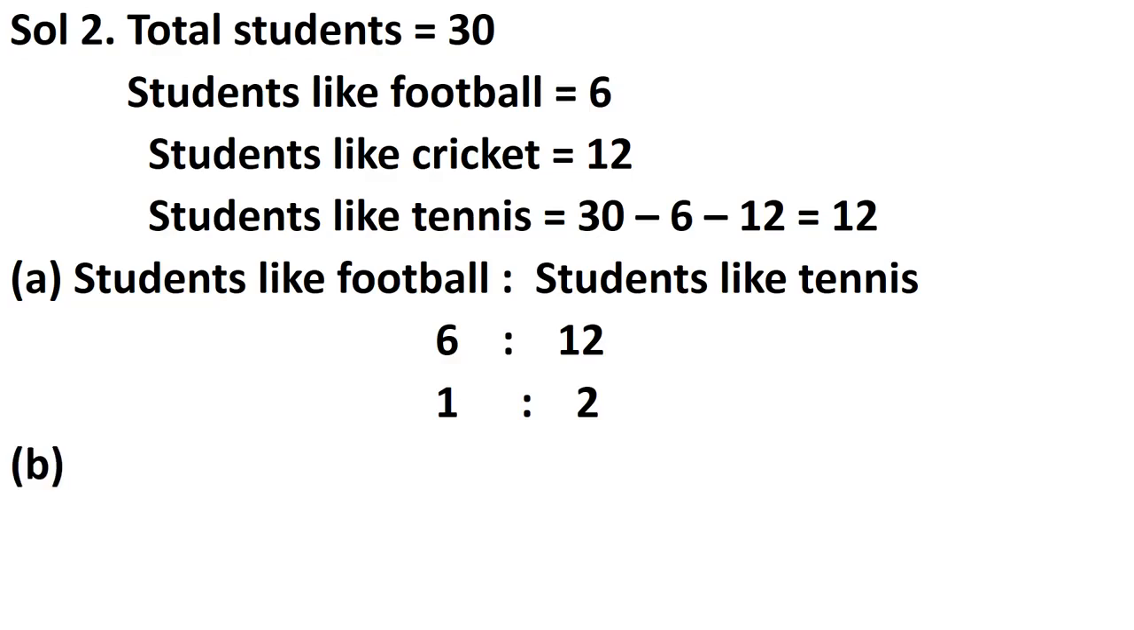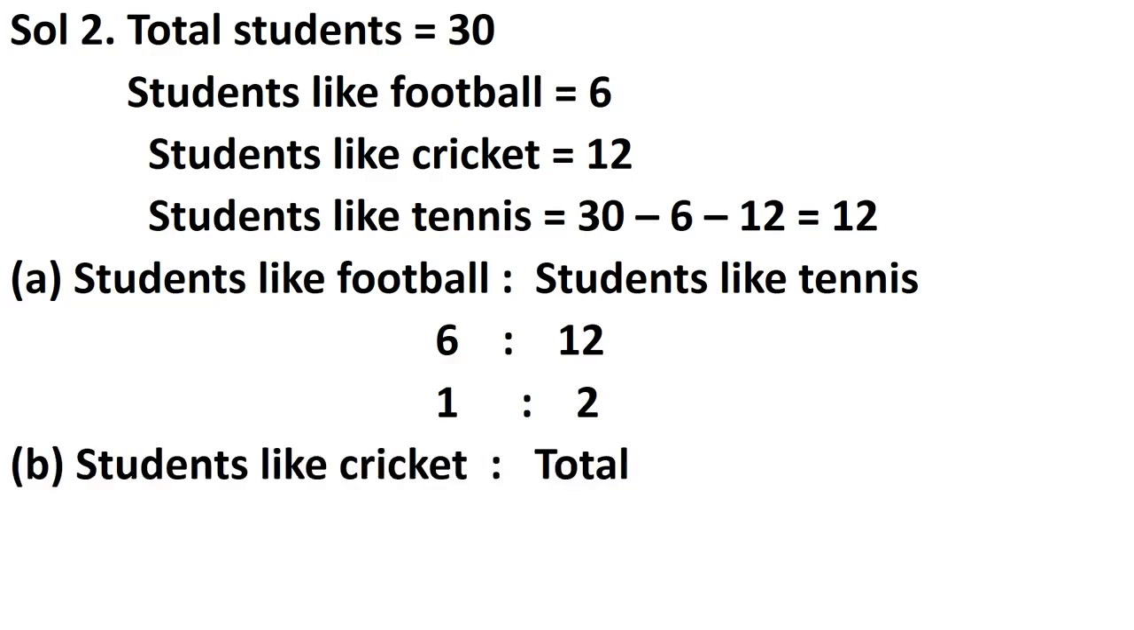See its B part. Students who like cricket is to total students. How many students like cricket? 12. Total students are 30, it is also given. Convert it into simplest form. 2:5. 6 2s are 12, 6 5s are 30.